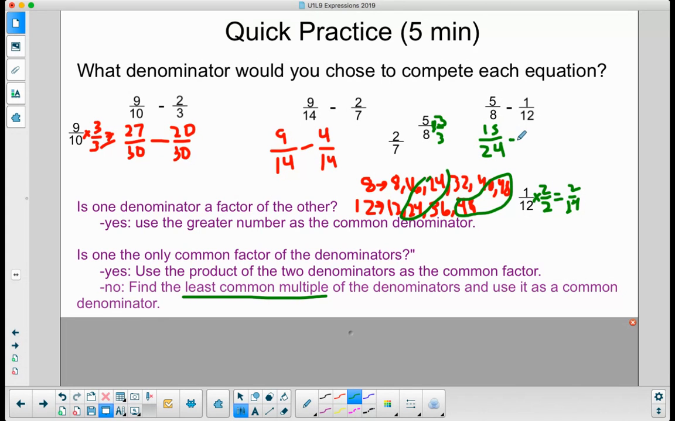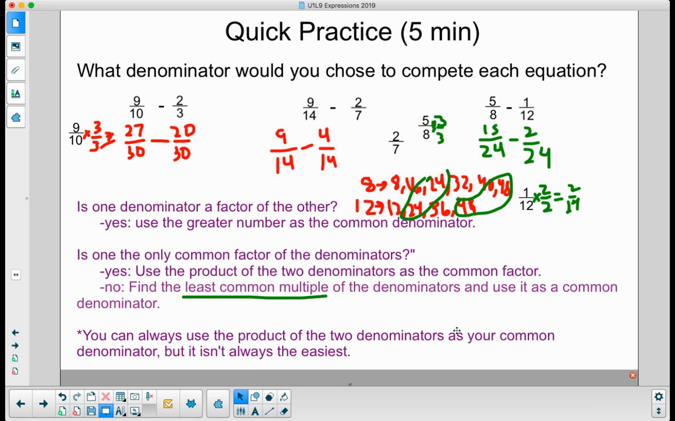So 1/12 is equal to 2 24ths. That is a key skill. We have to be able to figure out what to make them. I will tell you that you can always just use the product of multiplying the two denominators together. But think about that. 8 multiplied by 12 is 96. I'm starting to get into some big numbers there. Bigger chance of a mistake.